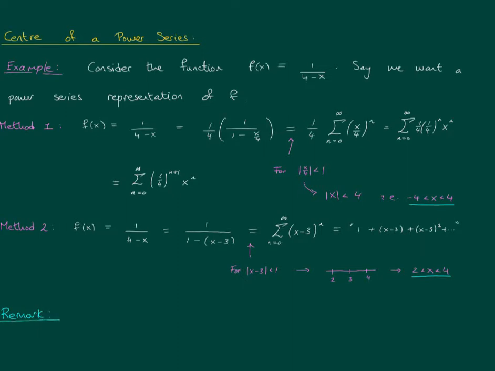So remark, the interval, and what do we notice about the difference? What's different about this second type of interval? The interval in method 2 is centered at 3 rather than centered at 0, like all the intervals we've done before this have been. Okay? And this is going to motivate the next definition.